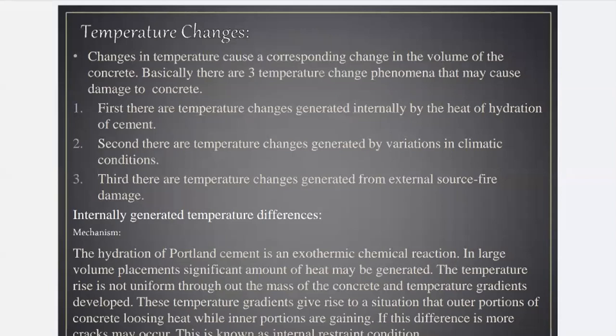Now the third one is the change of temperature from an external source, such as fire damage. So the third one is nothing but an accidental case. The third one is the accidental case, but the first two are compulsory in your concrete structure, while the third one is temporary.